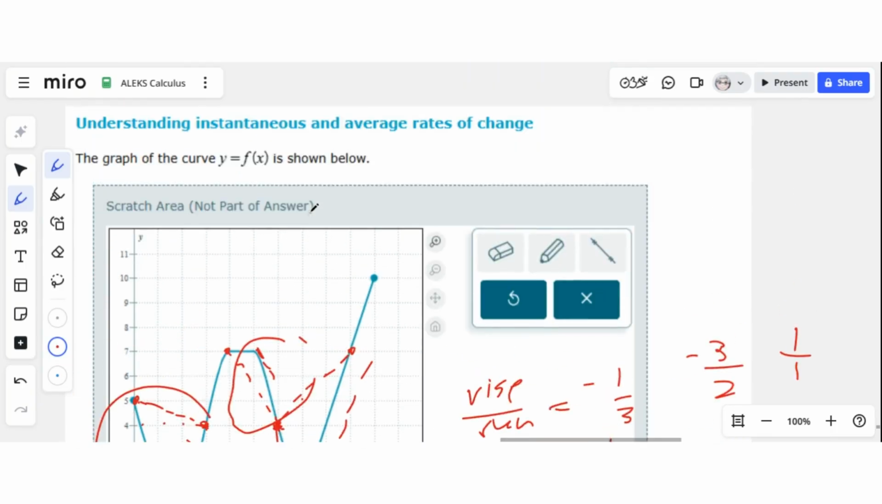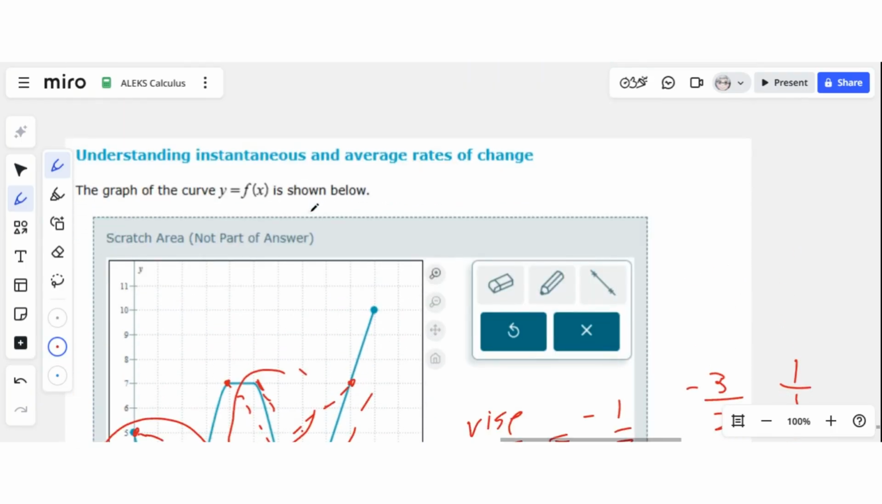All right. Well, so that was a little bit of work with instantaneous and average rates of change.